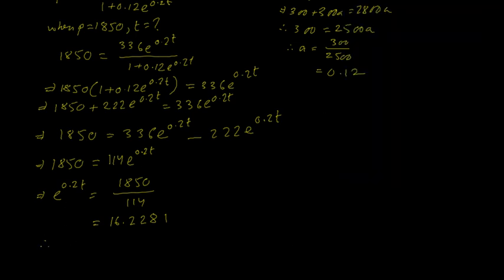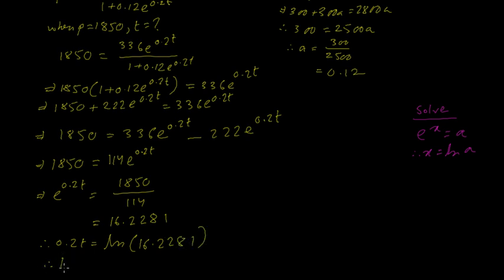So therefore, now remember, this is an exponential function sum, and we need the formula for solving e to the power x equals a, and that would be ln a, ln means log base e. So for solving this, we need that logarithm formula. So 0.2t, the power, equals ln 16.2281. Therefore t equals ln 16.2281 divided by 0.2. So from here we can find the value of t.